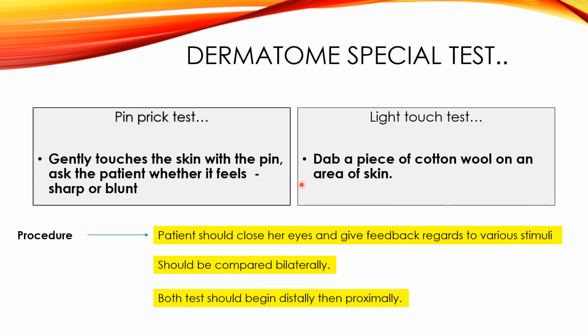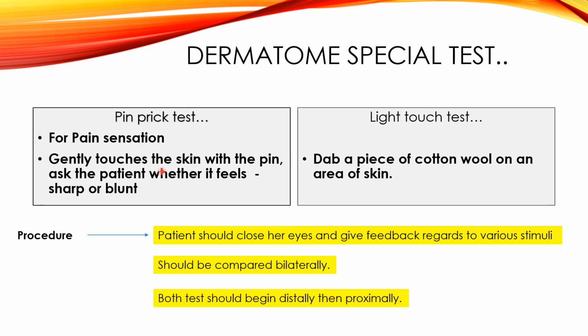Now we can talk about the dermatome sensory test. There are two methods to test the dermatomal distribution, to know whether sensation is lost or present. The first is the pinprick test. How is it done? We gently touch the skin with a pin and ask the patient whether it feels sharp or blunt. The pinprick test is for pain sensation.